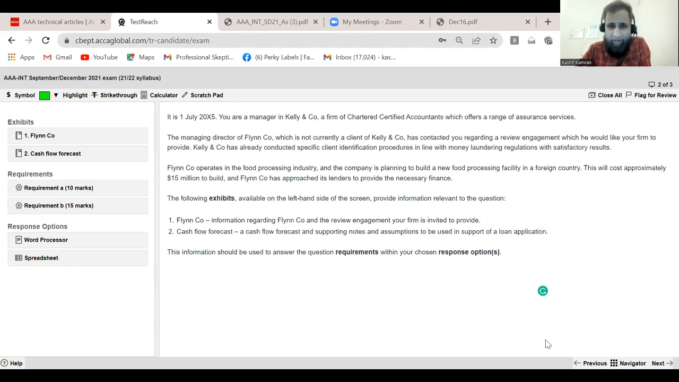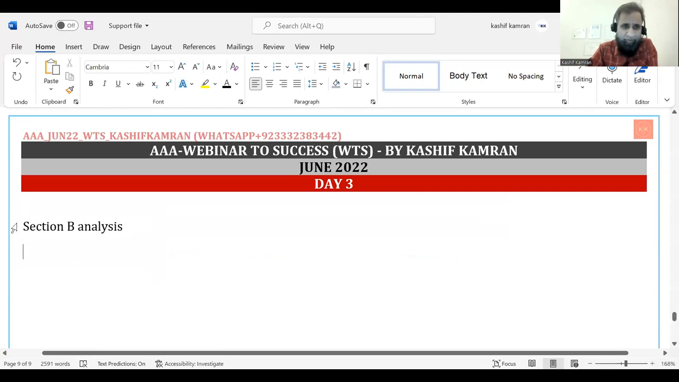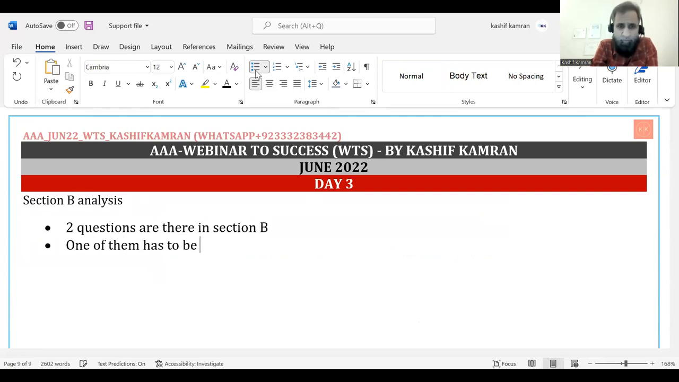I hope you can see the support file for day 3 in front of your screen. We just need to conclude on a section B analysis. So that benefits you when you're preparing yourself in the last 15 days. When you look at section B, you know section B consists of 2 questions. One of them has to be from syllabus area E. So that's for sure, right? One of them has to be from syllabus area E, which is completion and reporting.